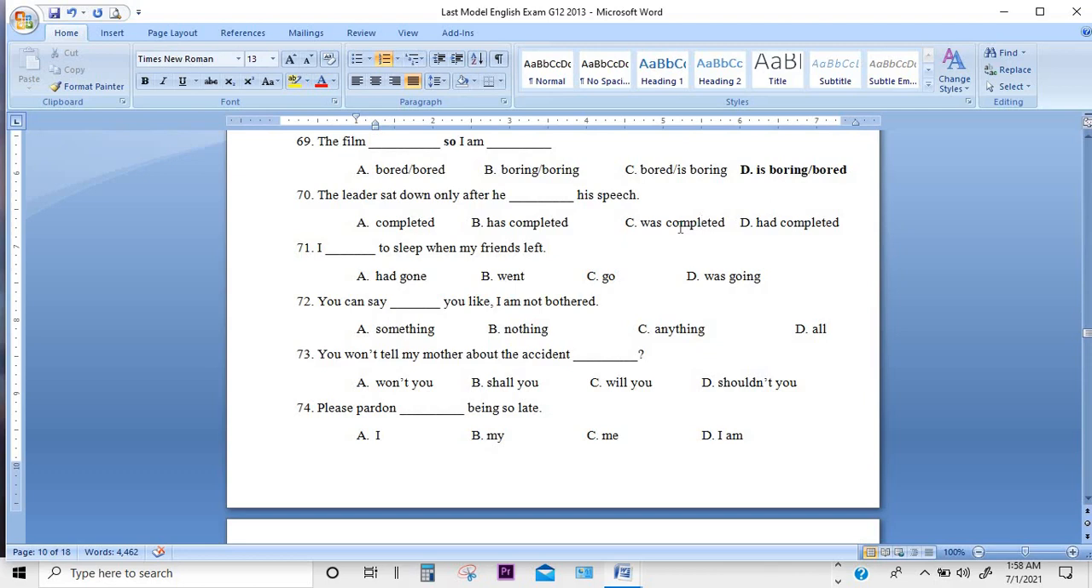Completed sample past ይሄም አይሆንም ሁለቱን እናስወግድ okay ሁለቱን እናስወግድ was completed and not completed. Now the ምናነጻጽረው past perfect and present perfect. Past perfect and present. The leader sat down only after he had completed.